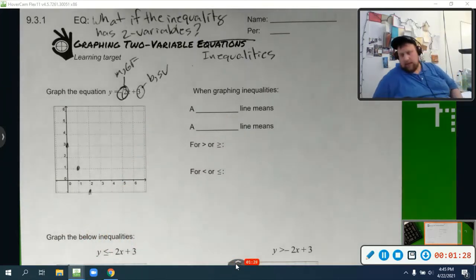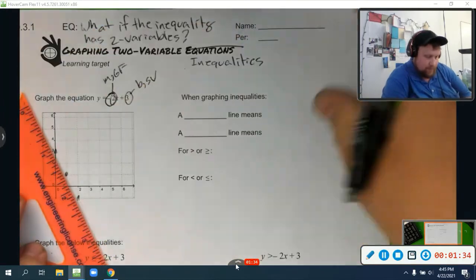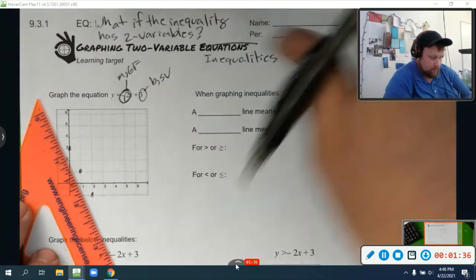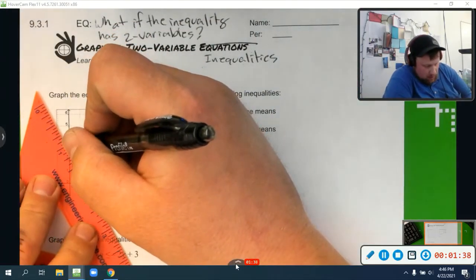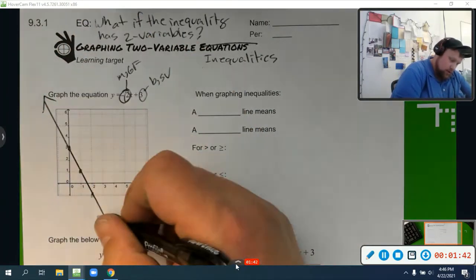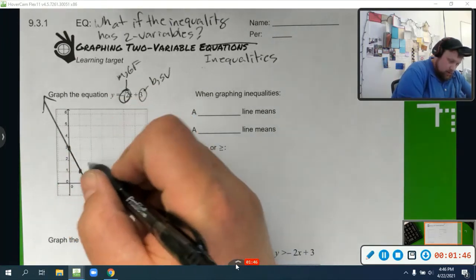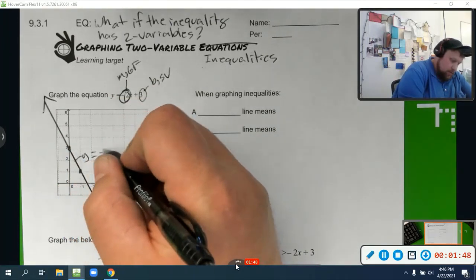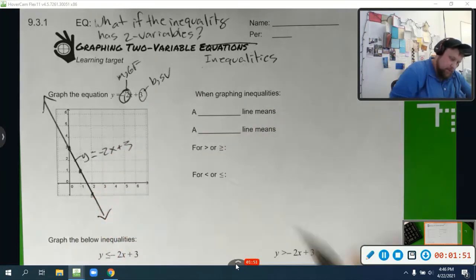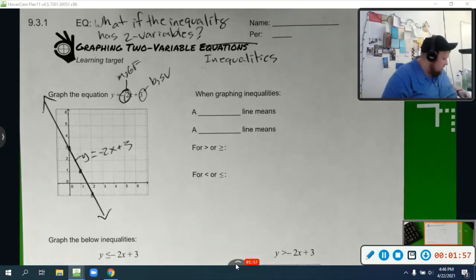Let's get my handy-dandy triangle ruler. Pow! And let's just graph it. And what is that? That's y equals negative 2x plus 3. All right, we're good. So that's just a quick refresher on graphing, but let us define some things.